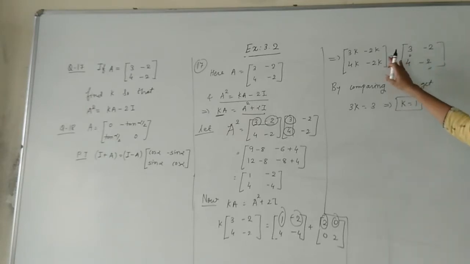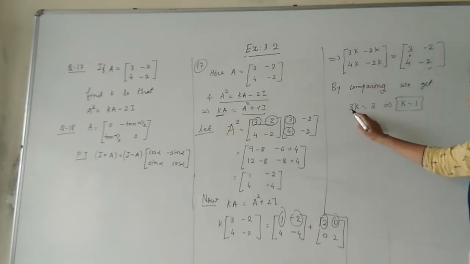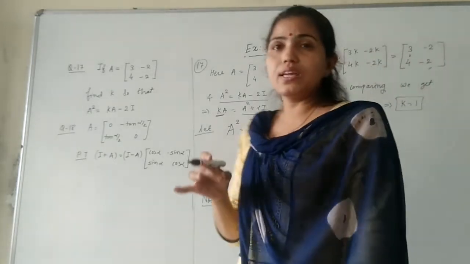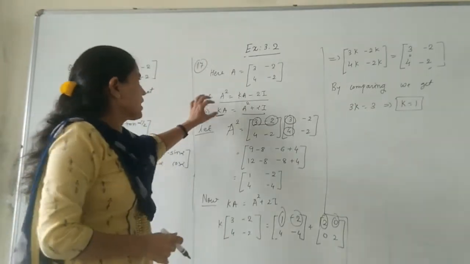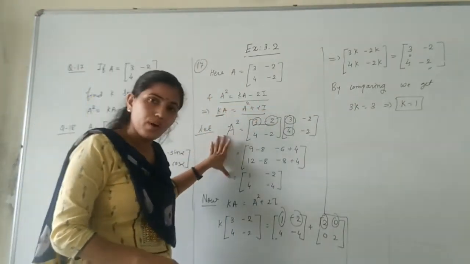And then we can compare any one element here. So we are comparing the first element, 3k is equal to 3. That means k is equal to 1. So you can see students, this question is very easy. What we have to do? kA is equal to A square plus 2I. For this we are finding A square.